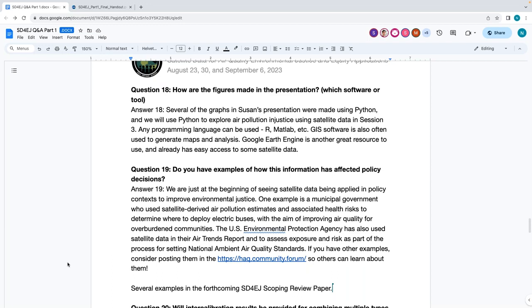But I really encourage everybody, if you have other examples, consider posting them in this community forum. Because this is the idea of building a community around satellite data for environmental justice. We can share lessons learned from our own experiences, the challenges and opportunities, so that we can really pave the way for others to use satellite data to advance environmental protections.